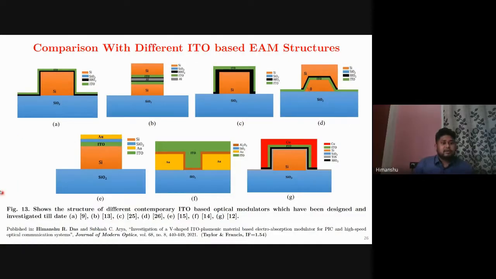Okay, so figure 3 shows these devices. These are different devices with different placements of plasmonic material, as well as different kinds of material used. We are comparing our devices along with these devices, that is device A, B, C, D, E, F, and G, in terms of their structural parameters as well as performance metrics.